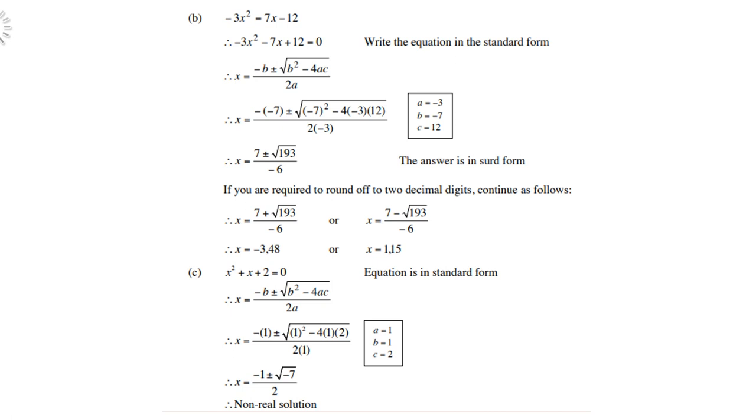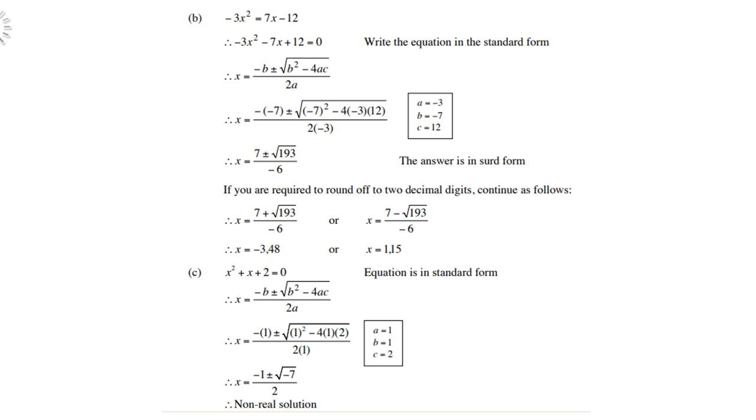Please, people, be careful. If you substitute a negative 7 into negative b, it will become positive. So be very careful with that one. Do your substitution, do your calculator work, and you should get, if they say round off to two decimals, then just negative 3.48 or 1.15.